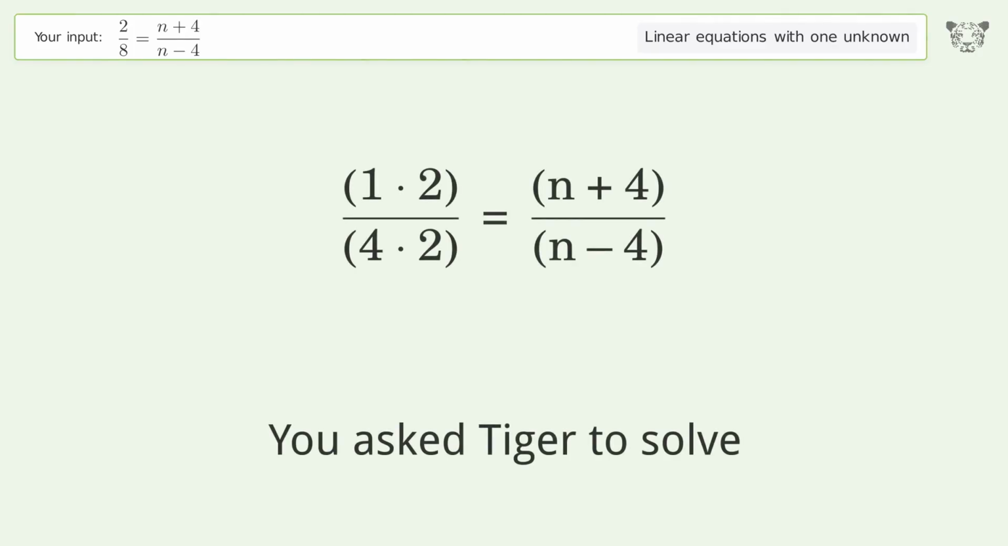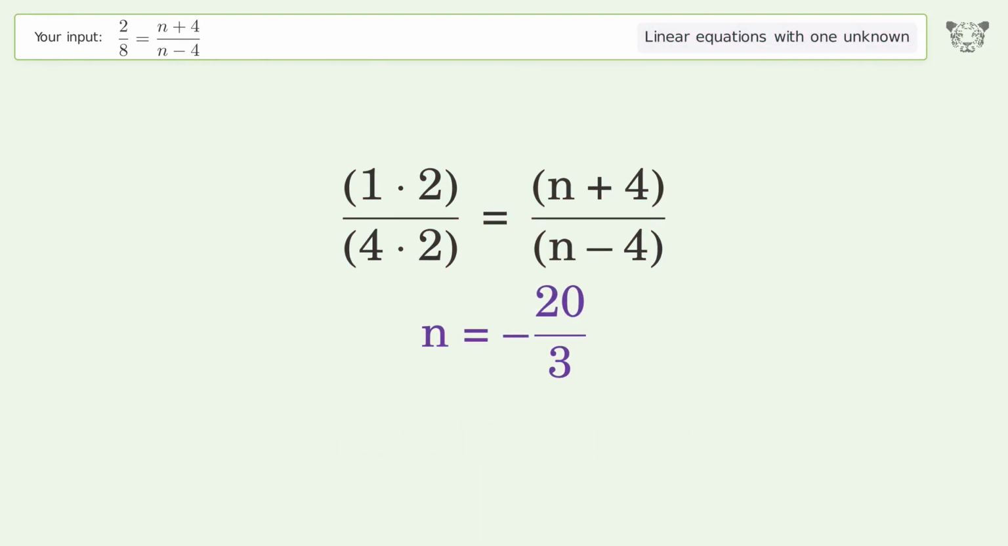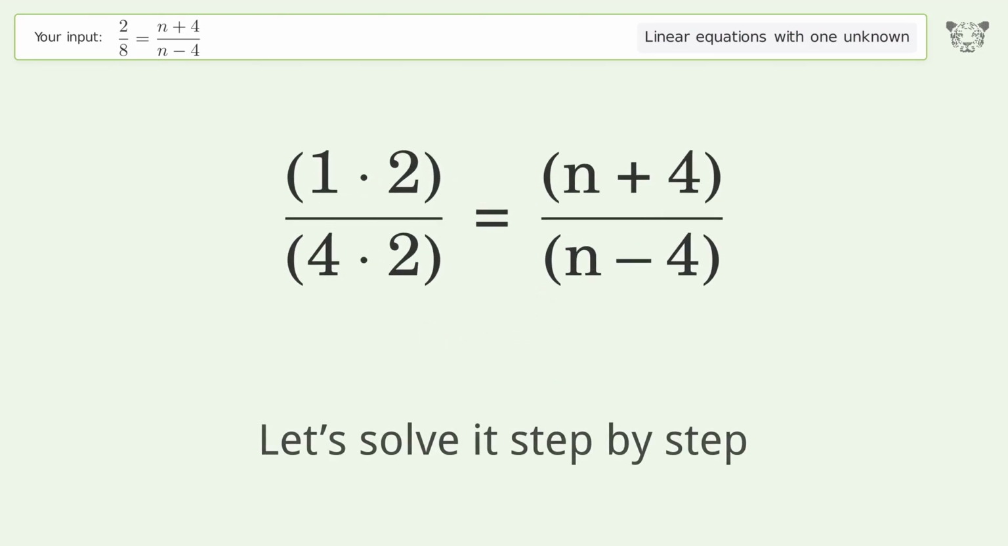You ask Tiger to solve. This deals with linear equations with one unknown. The final result is n equals -20/3. Let's solve it step by step.